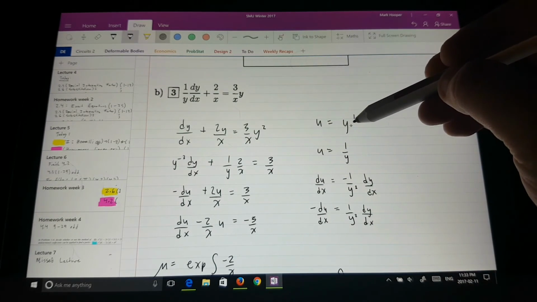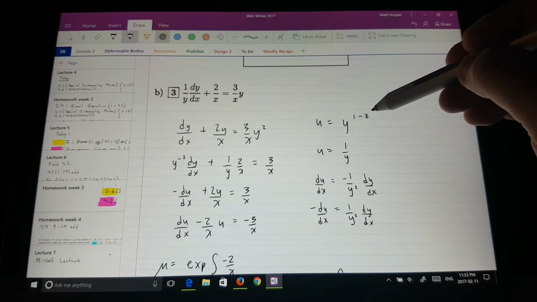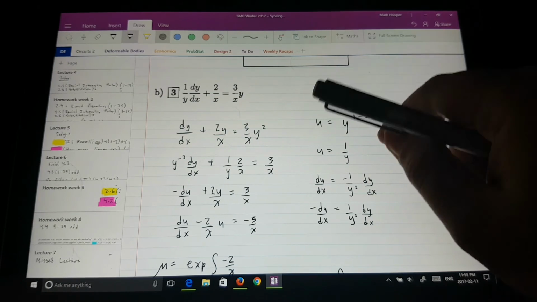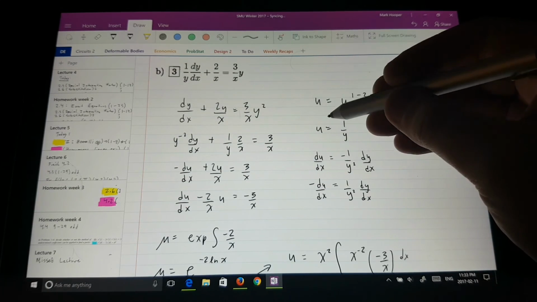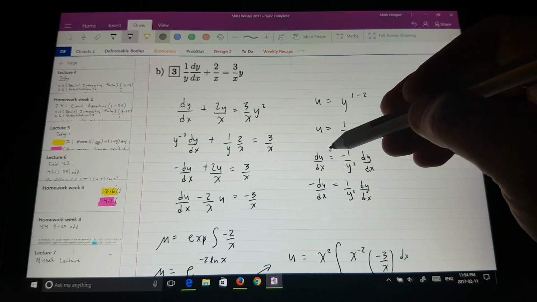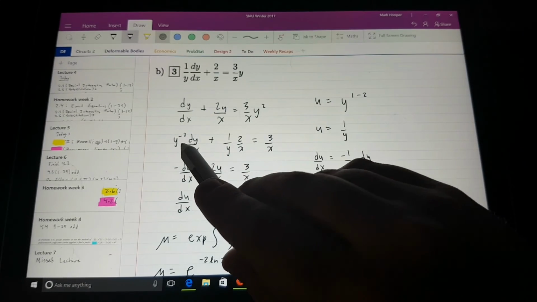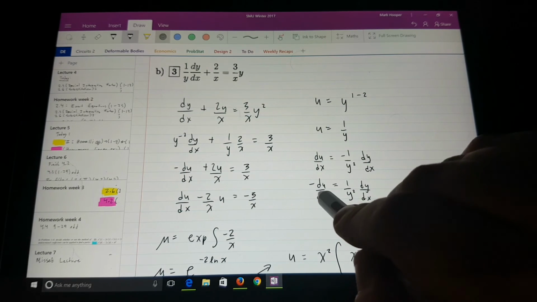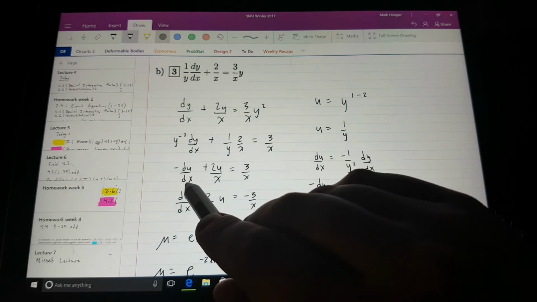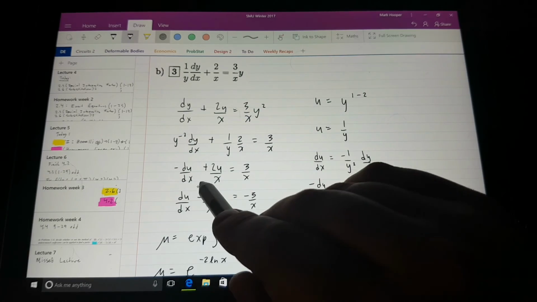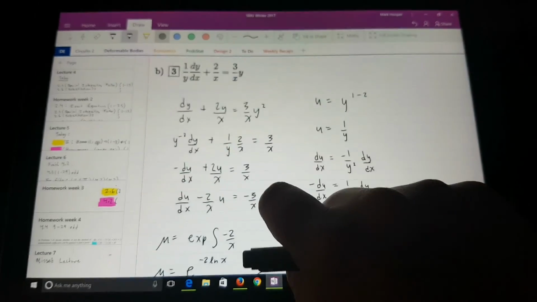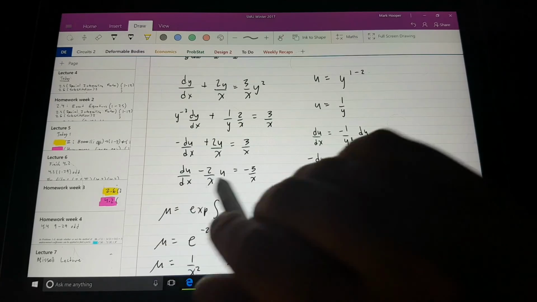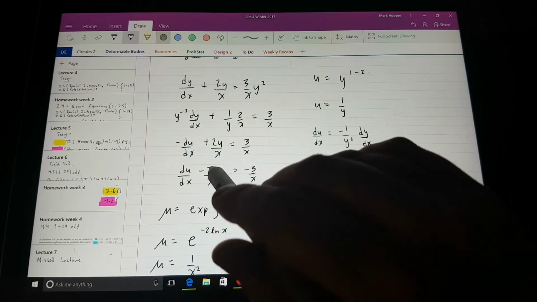So anyway, u equals y to the 1 minus n. So u is 1 over y. So then we do our implicit differentiation here. And what did we have when we divide by y squared? We get y to the minus 2 dy dx. So we need to have that here. So that's what we're going to replace that with. And then I'm going to multiply by minus 1, or divide by minus 1 to get it in this form. So now I got my p of x.